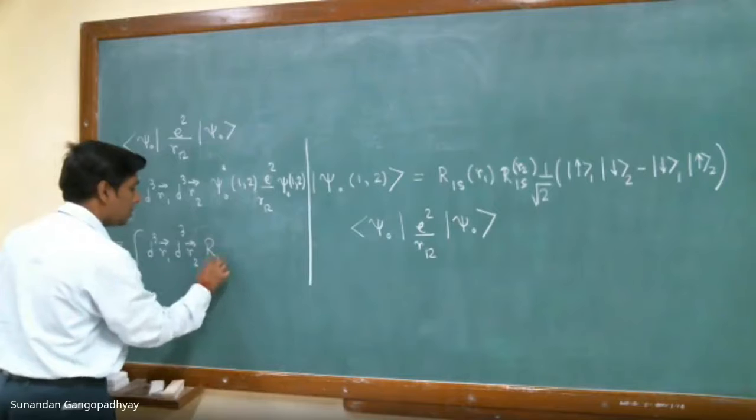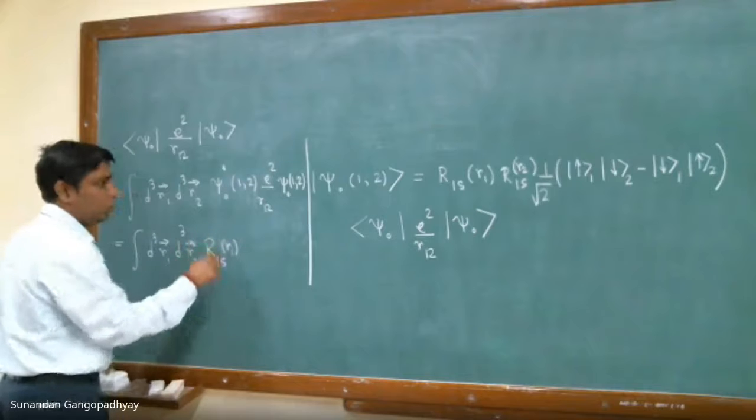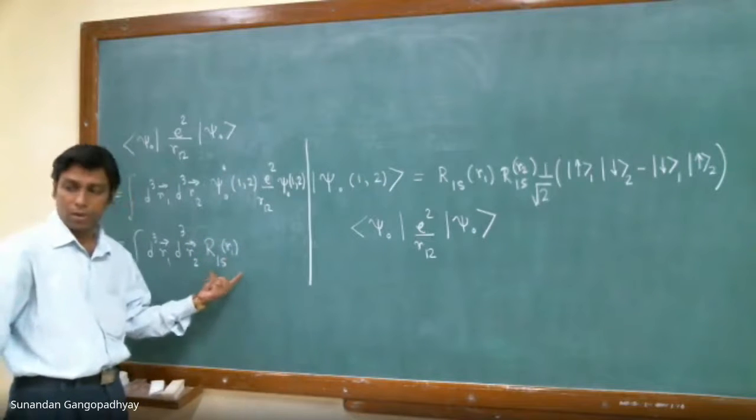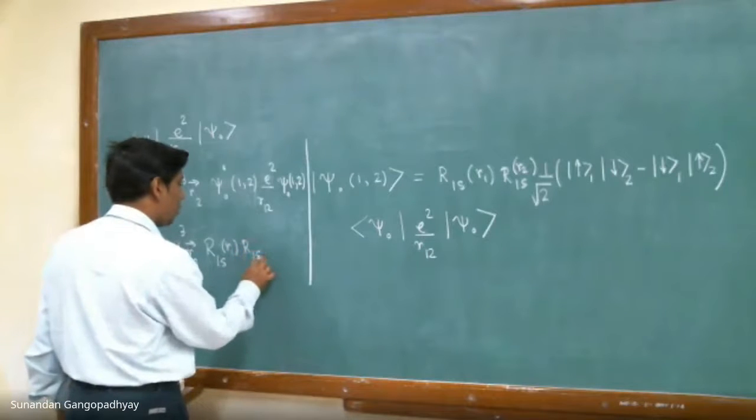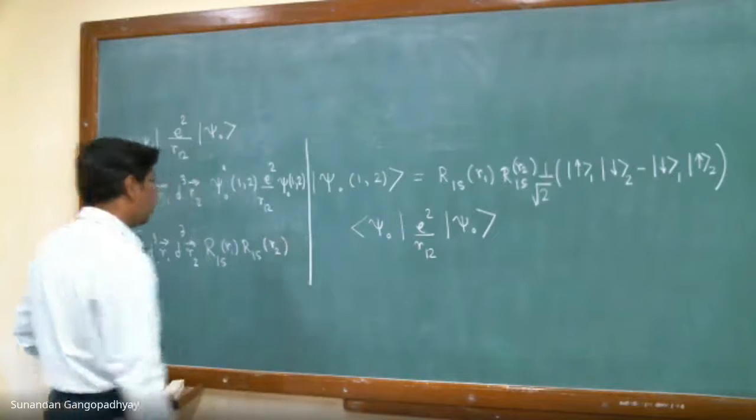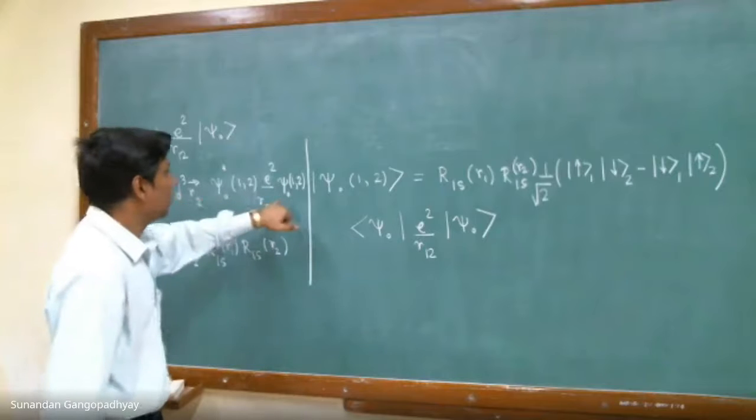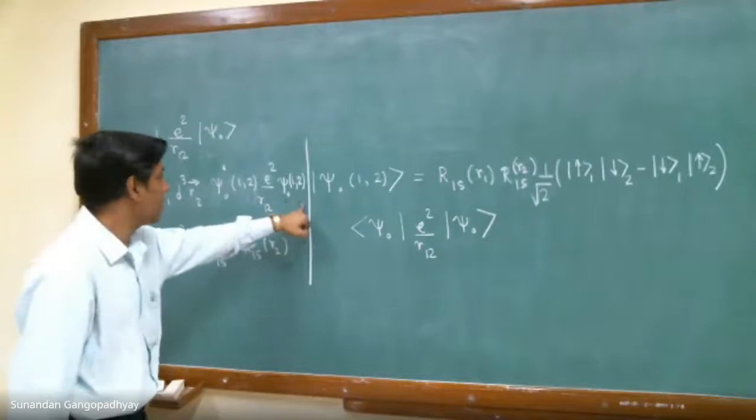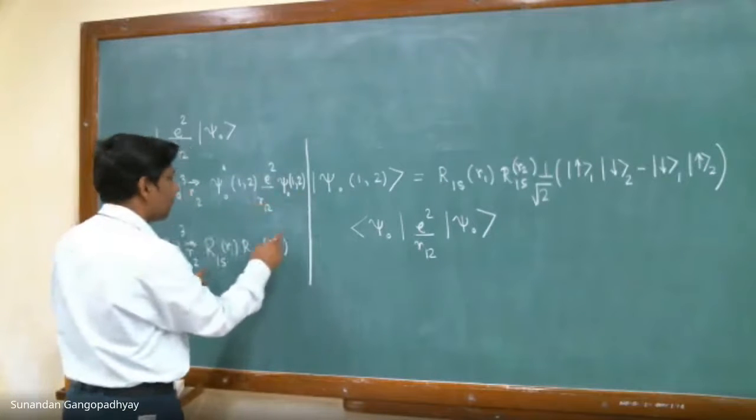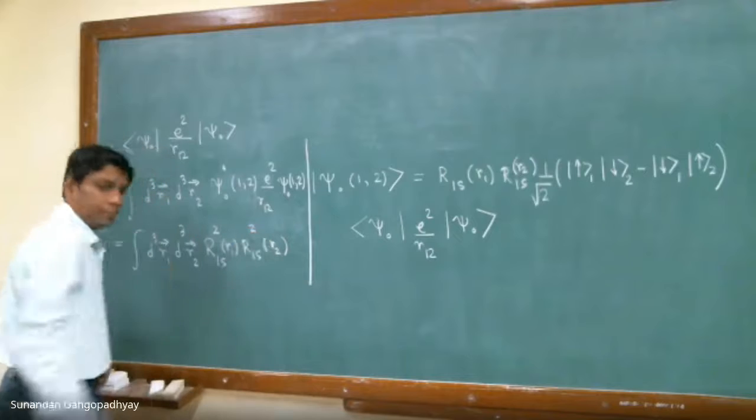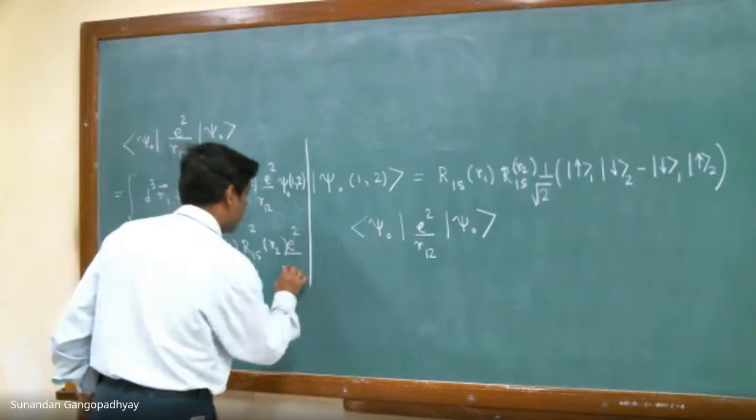So these are radial functions. You can put a star, but since it is a real number, it remains the same. So you have R1s of r1, R1s of r2, and you have the same thing from this term also. I have written this for this term, and you will have the same thing for this term also. So it will just become squared. We will have a square here, and then this will be multiplied by e square by r12.